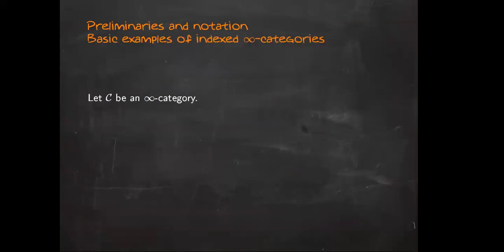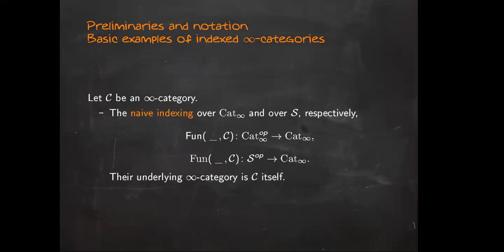All right. Now, just a handful of examples that we will use in order to give examples later for comprehension schemes. A very rudimentary example is, if we are given an infinity category C, then we can consider its naive indexing over Cat infinity and over S respectively. This is just given by looking at functors into C. Both give respective contravariant functors. And if we evaluate both of them at the terminal object, we retrieve C itself. So these are natural generalizations of C in the context of indexed infinity category theory.